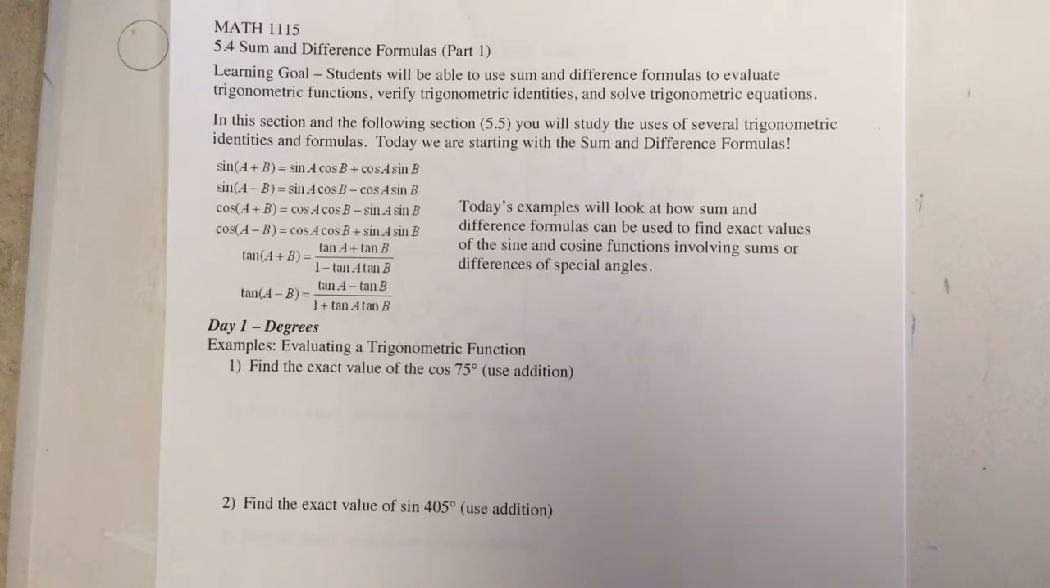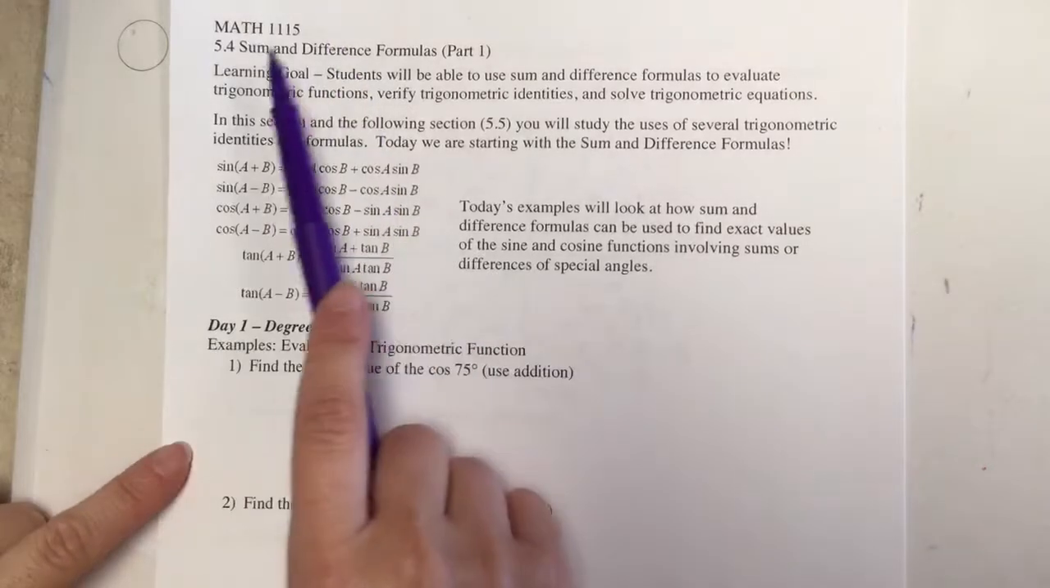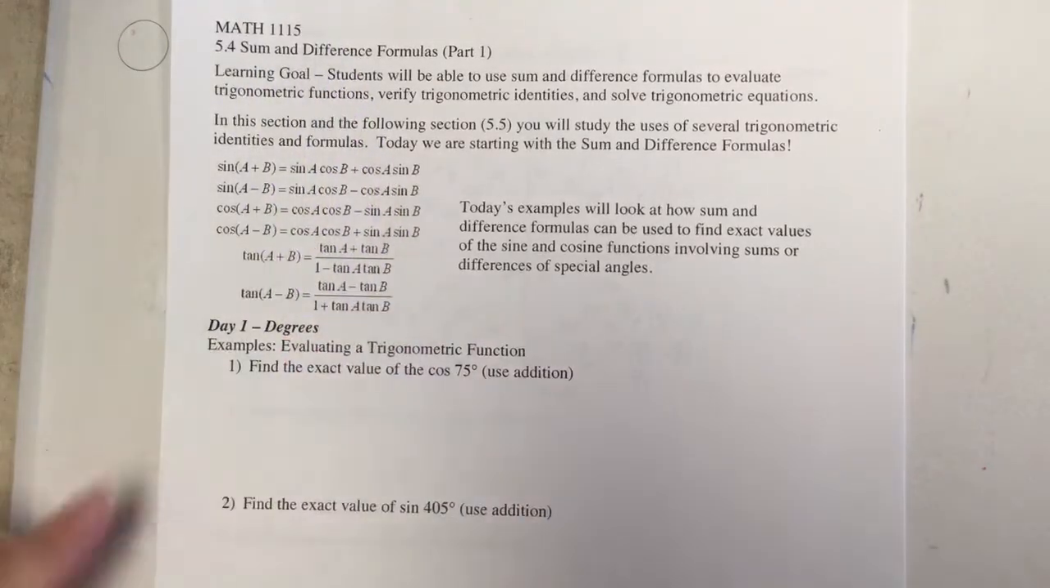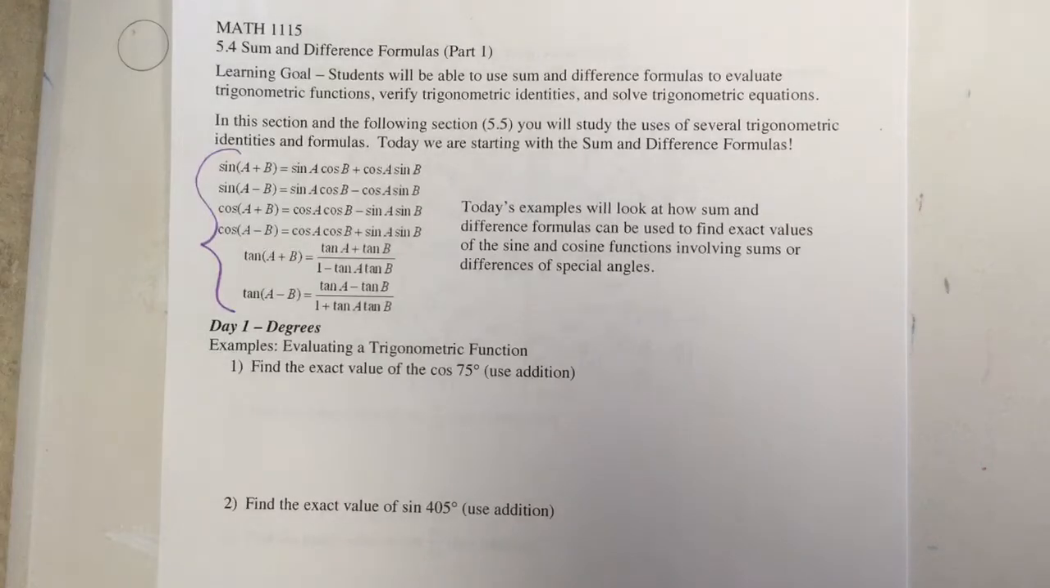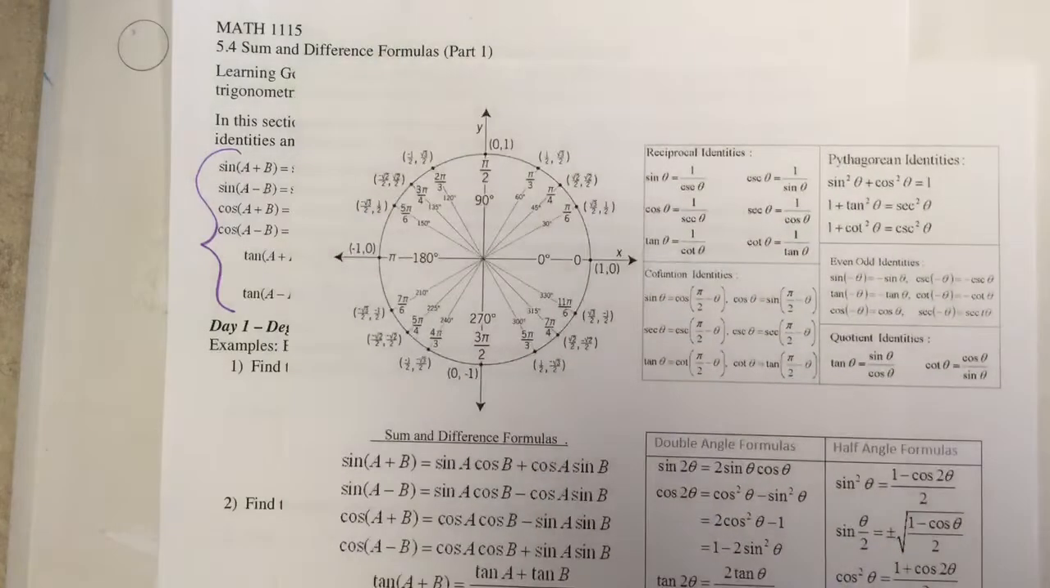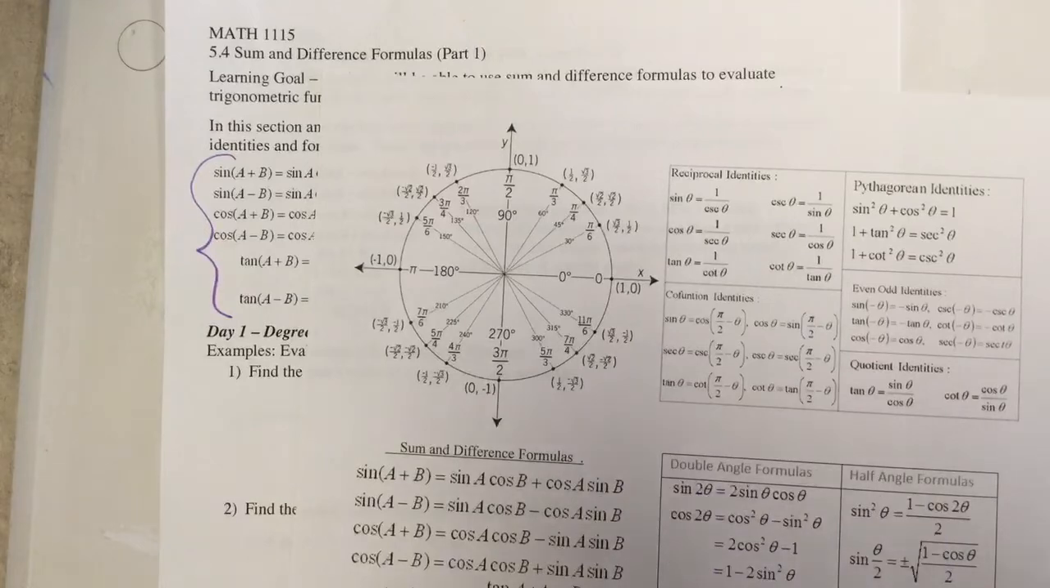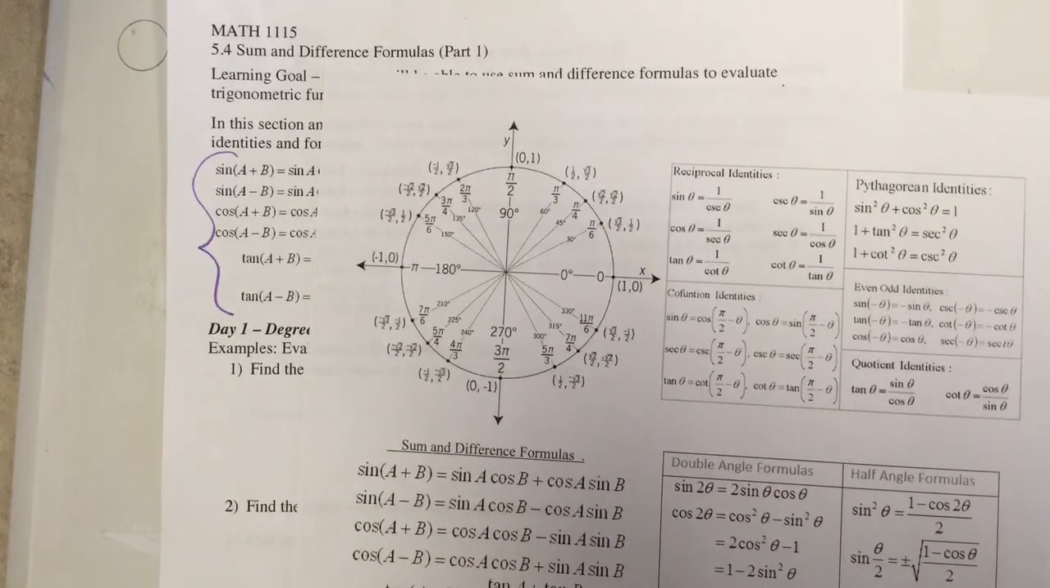Today we're going to go ahead and start section 5.4. In 5.4, we are going to get to look at some cool formulas called the sum and difference formulas. What these help us do is evaluate the sine, cosine, and tangent of values that are not on the unit circle. So please make sure that you have a unit circle handy, because we will be looking at it throughout today's notes as well as the rest of section 5.4.